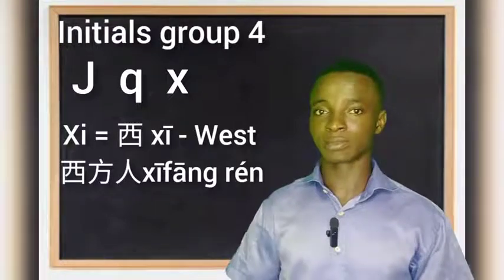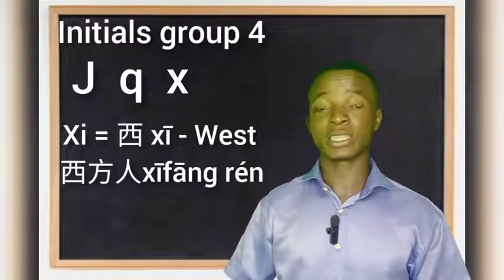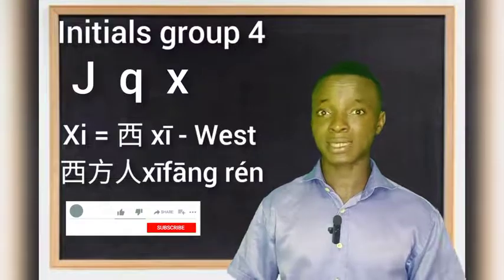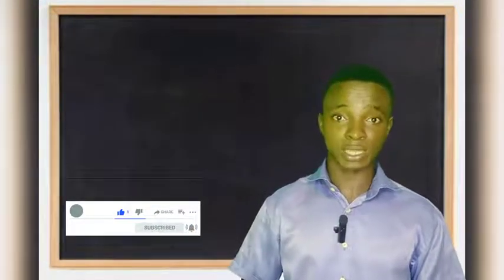So Xi Fang Ren. Today we have learned how to pronounce the fourth group of the Chinese initials. In our next lesson, we are also going to see how to pronounce the fifth group of Chinese initials.